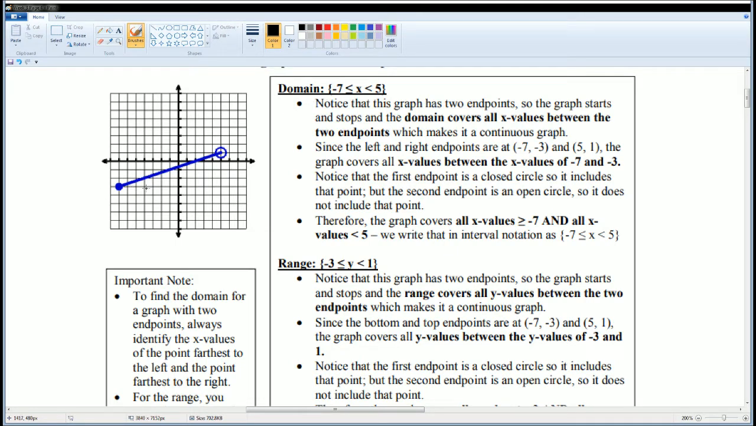The domain here, you see how it's all continuous from this -7. The x value here was -7, the x value here was 5. The y value here is -3, and the y value here is 1. Notice it goes from -7 all the way to 5. It includes the bar, but right here it does not include because it's open. And that's the range.